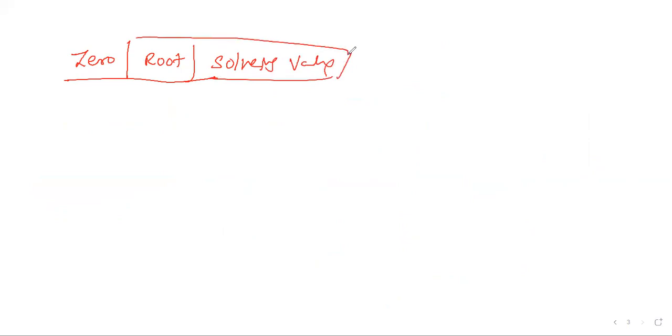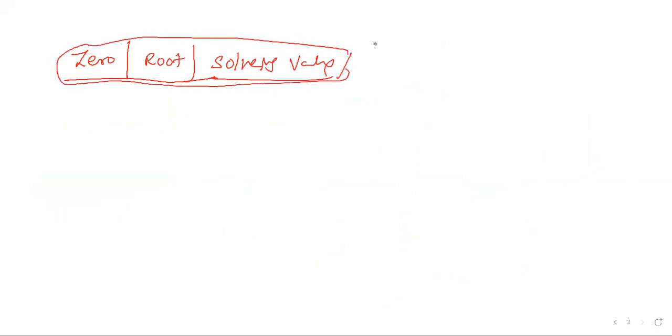Now you need to understand what you understand by zero. What do you understand by root? Root, or zero, or solving value. This is what you understand with the meaning of this one: zero or root or solving.